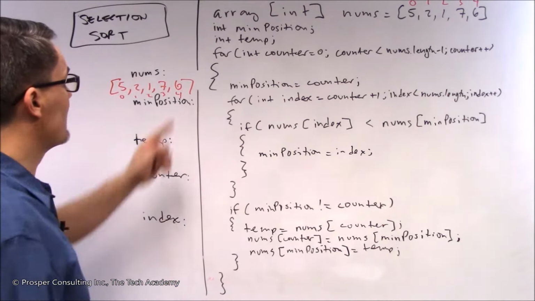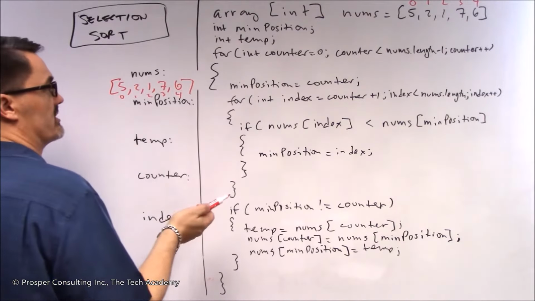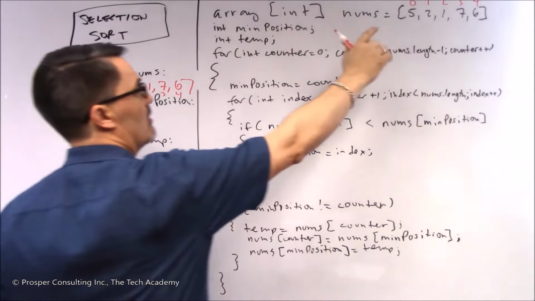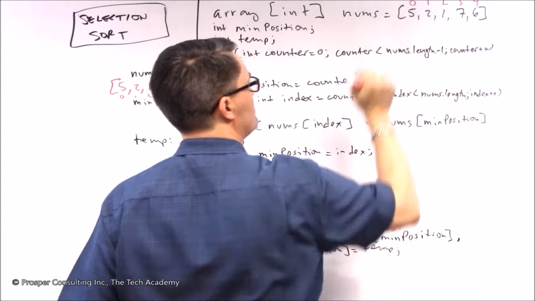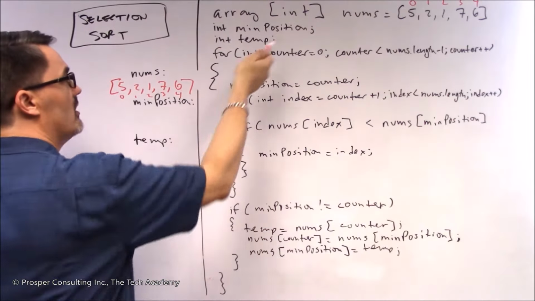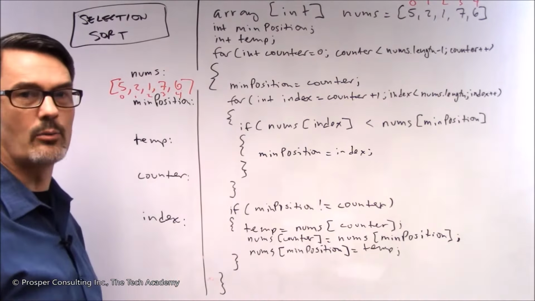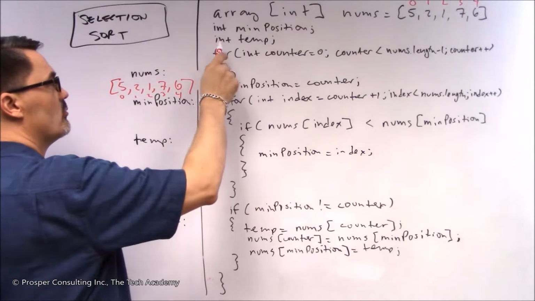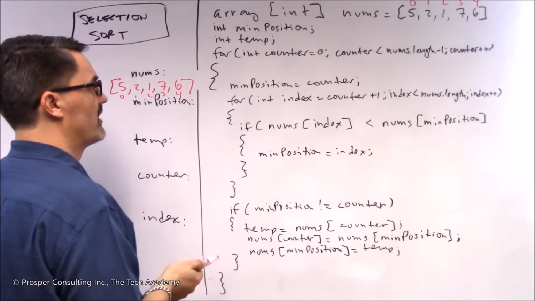Okay, good. Next thing we do is we declare an integer called min position. This is which element of the array holds the lowest value, the minimum value. What position in the array has the minimum value? We declare the variable, but we don't set a value to it yet. We're going to do that later. Then we declare a variable called temp. It's an integer variable. Again, we don't initialize it with a value.